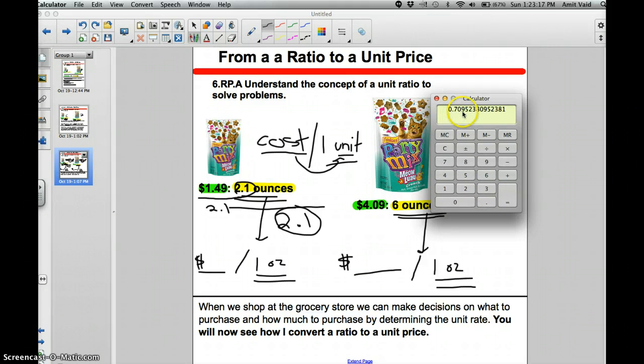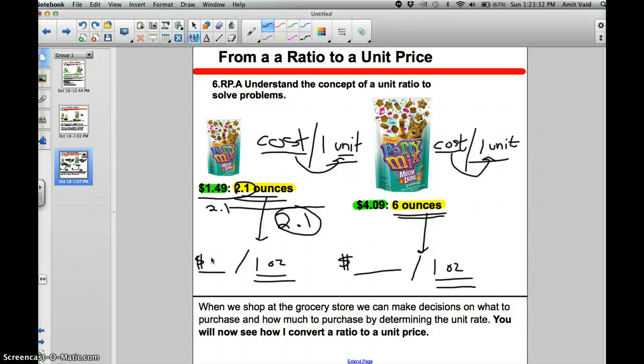0.709, or 709 thousandths. If you eliminate everything after the 9, you can convert this to a dollar format. If you take the thousandths off, this looks like 70 cents. There's a 9 there. We can round this to 71 cents. What this means, boys and girls, is that I am paying 71 cents per ounce if I'm buying the 2.1 ounce bag for $1.49. I'm paying 71 cents per ounce.